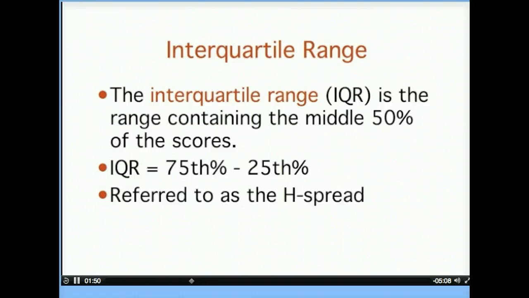A second measure of variability is the interquartile range, which is the range that contains the middle 50% of the scores. The interquartile range is calculated by subtracting the 25th percentile from the 75th percentile. If you'll recall the discussion of box plots, the 75th percentile was called the upper hinge, and the 25th percentile was called the lower hinge. Using this terminology, the interquartile range is referred to as the H spread.